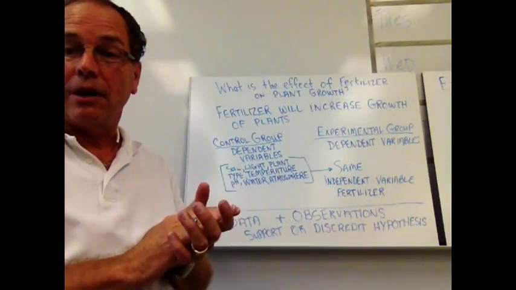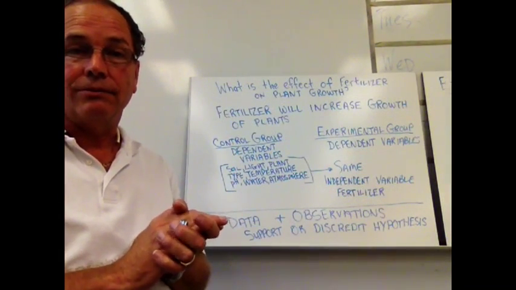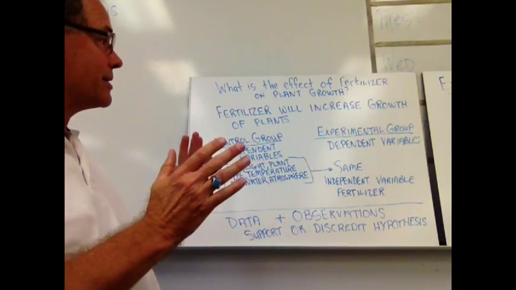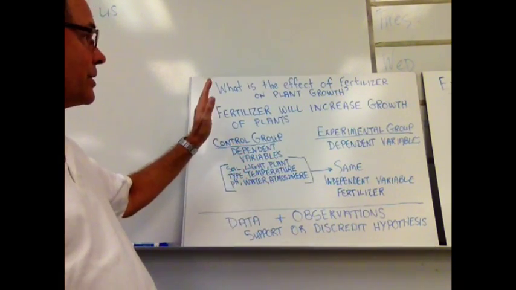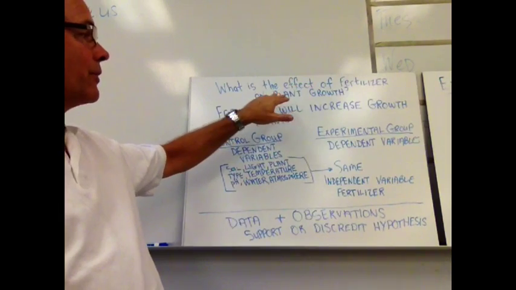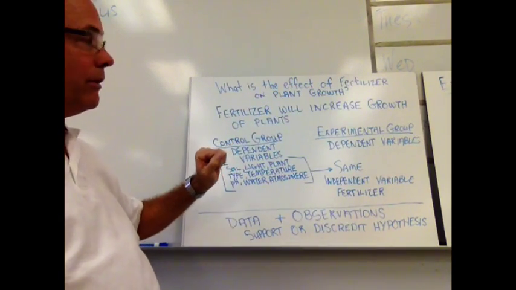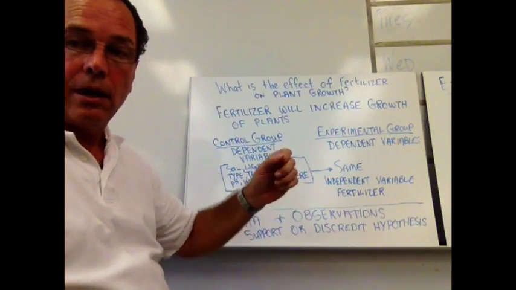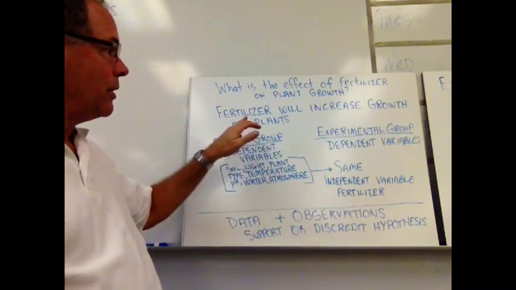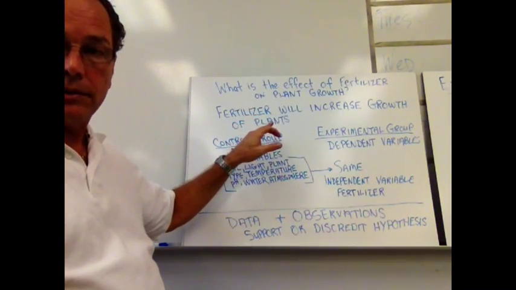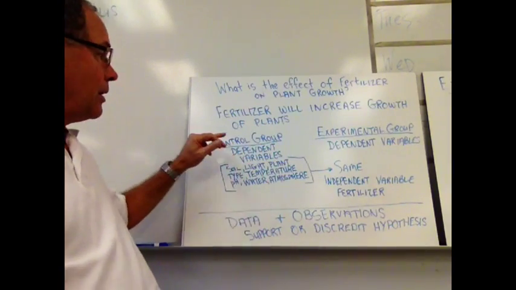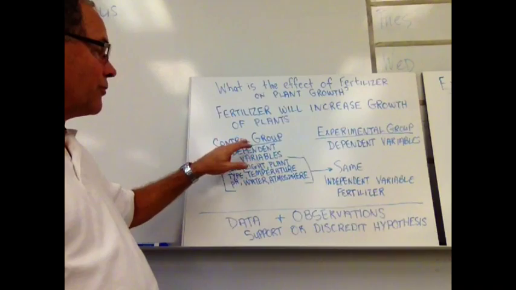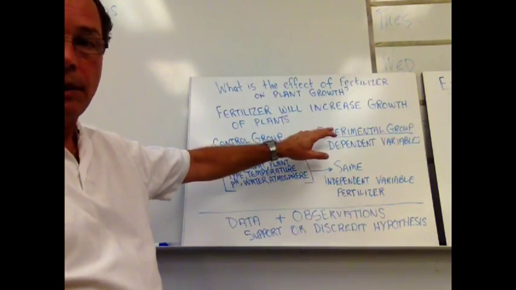Let's move on to a simple experiment just to illustrate what we're talking about here. I've got myself a problem stated. What is the effect of fertilizer on plant growth? And then I come up with my hypothesis. And I say, hey, fertilizer will increase growth of plants. Good. I'll set up two groups. I said two. One group will be the control group. One group will be the experimental group.